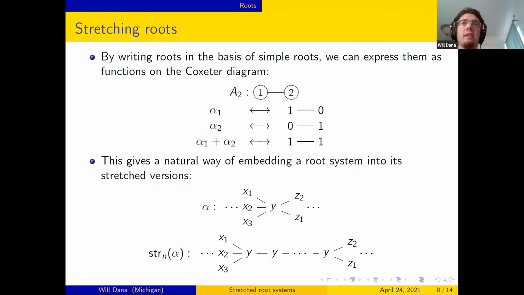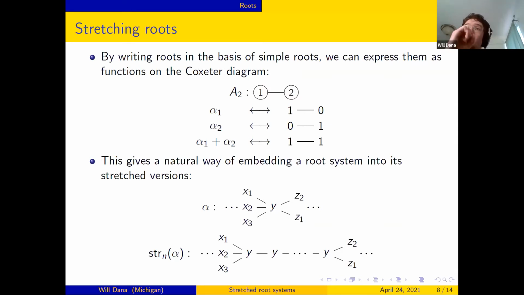As I mentioned on the previous slide, we have this natural basis of simple roots corresponding to the generating reflections, and we can write any root in the basis of these simple roots. But these simple roots are also associated to the generators, which are associated to the vertices of the Coxeter diagram. And so we can depict any root as a function on the vertices of the Coxeter diagram, just by recording its coefficients on the vertices. Here I've shown what that looks like, again, in the simple case of A2. And once we have this visual presentation of the roots, this gives a very natural way of embedding this root system into its stretched versions.